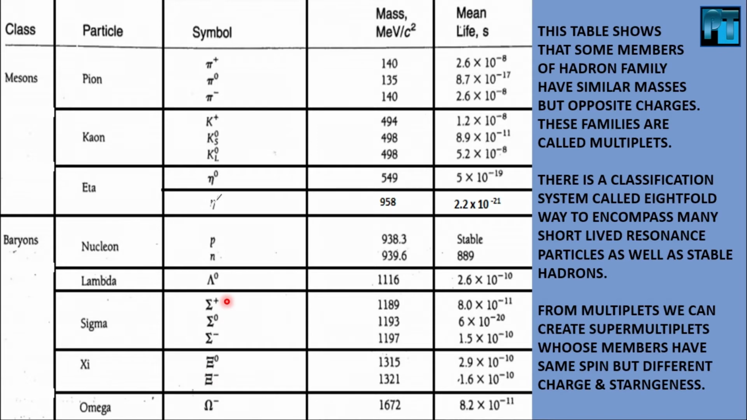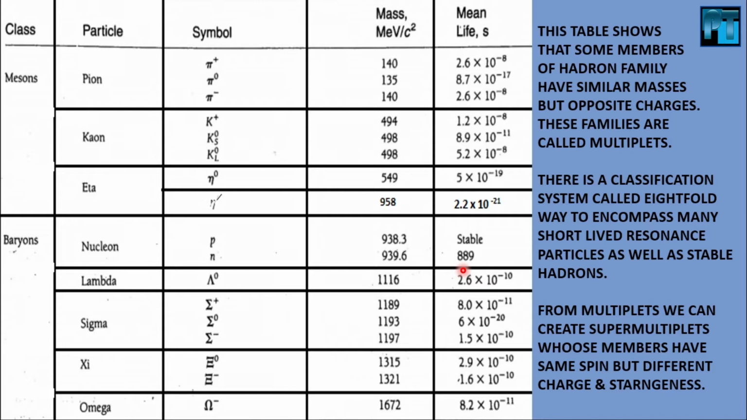Next, we have very short-lived particles, like 10 to the power minus 21 seconds or 10 to the power minus 19 seconds, whereas we also have very stable particles like the proton and neutron. Actually, this table shows the hadron family with some resonance particles. These resonance particles behave differently at different energies, but basically they are the same.